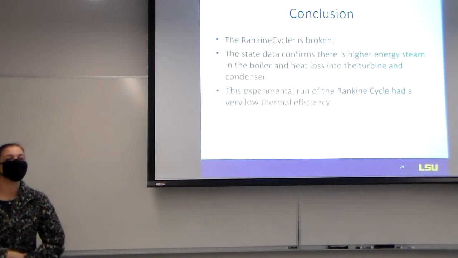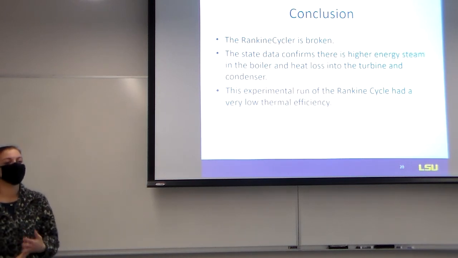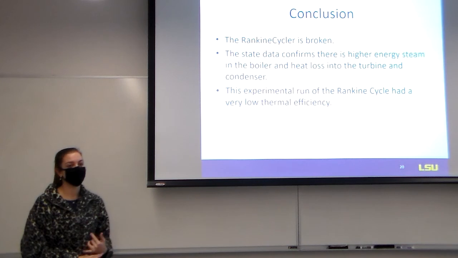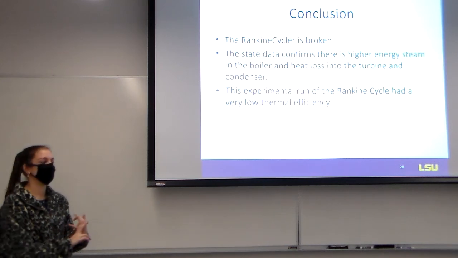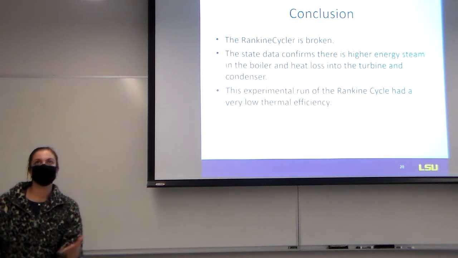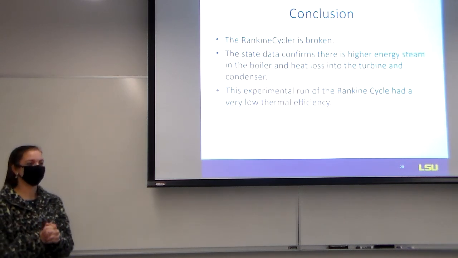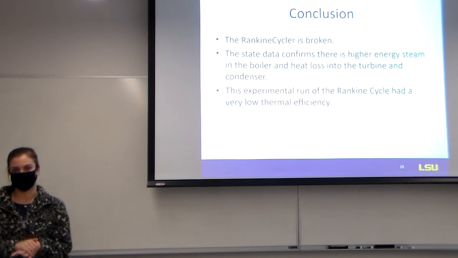In conclusion, the Rankine cycle in the lab is broken, and the data, however, confirms that there was higher energy steam in the boiler and higher energy in the turbine than in the condenser, and that the cycle worked as we expected it to, and the experimental run of the Rankine cycle had a very low thermal efficiency.